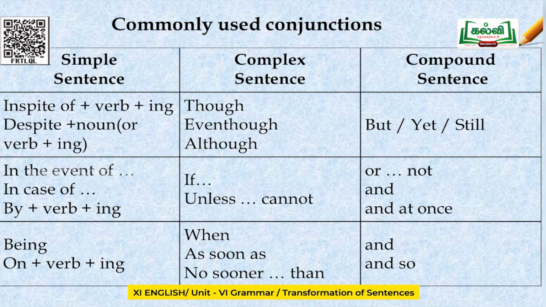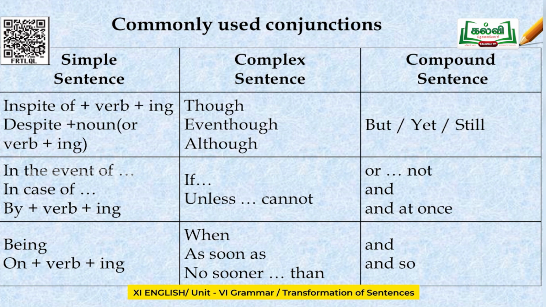The first one is for simple. In the place of a simple sentence, you have in spite of. This is a prepositional phrase. In spite of plus verb plus ing. And the next one is despite plus a noun. Or in the place of a noun, you can have verb plus ing, which is going to be a gerund. And to convert this into a complex sentence, you will have to remove this phrase and add though or even though or although. And for the compound, the conjunction is but or yet or still.